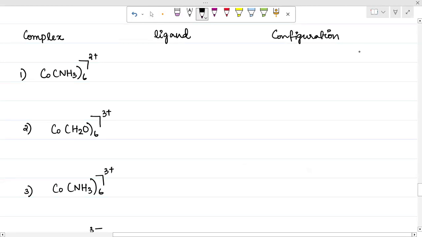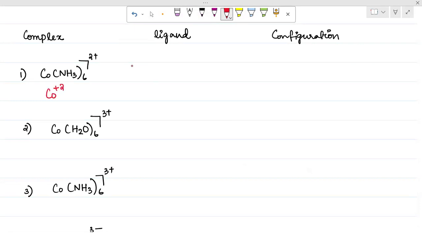Cobalt NH3 6 times 2 plus. Ammonia, NH3, is a neutral ligand. So cobalt over here is plus 2 in oxidation state, correct? Ammonia is a weak field ligand with respect to cobalt 2 plus. You have to be careful of cobalt 3 plus. Okay, this is cobalt 2 plus, so you're on the safe side. And the configuration is d7.